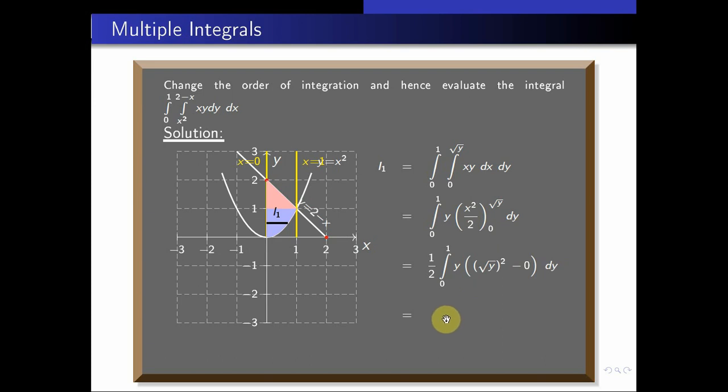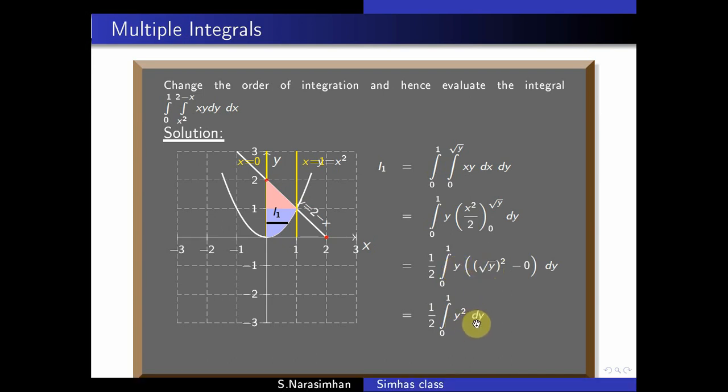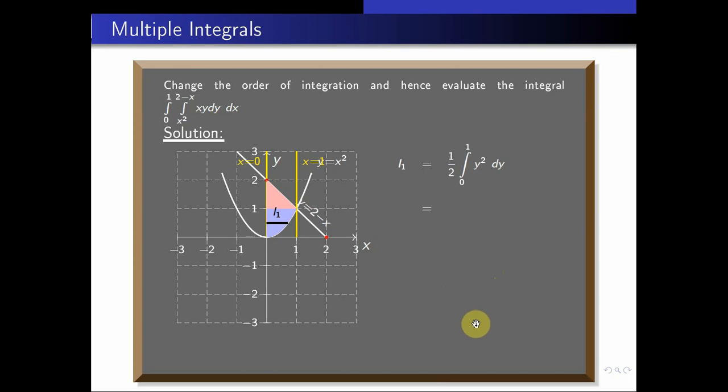This is equal to 1 by 2 integral 0 to 1 y square. See, this will become y, and here is one more y. So y into y, that is y square into dy. Now integrate this: half into integral of y square dy is y cube by 3, the limit is 0 to 1.